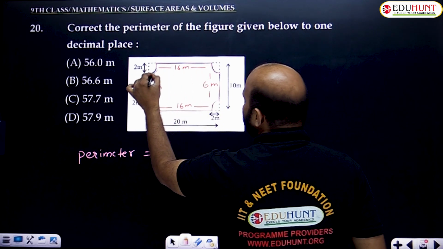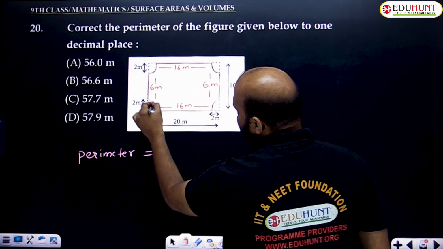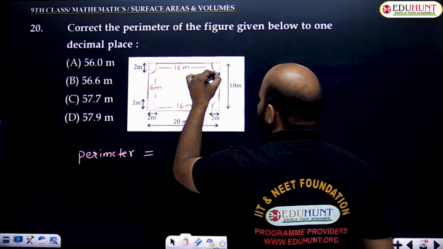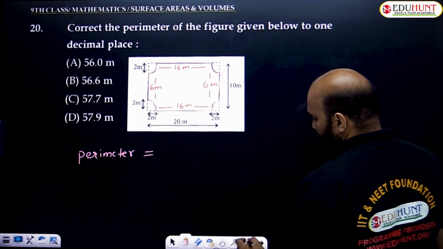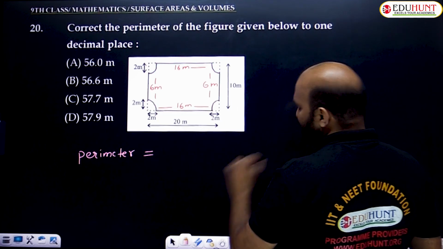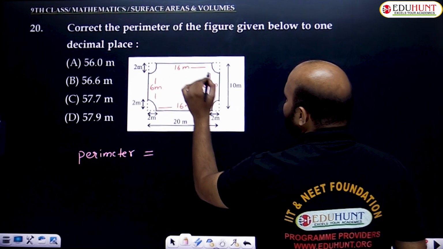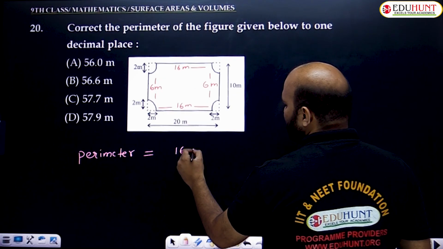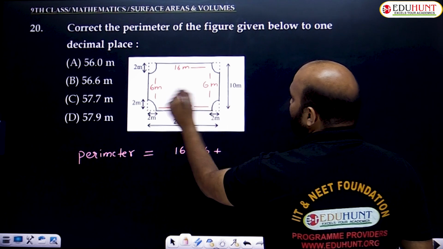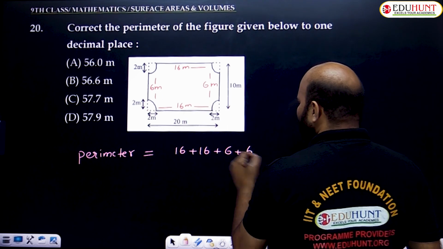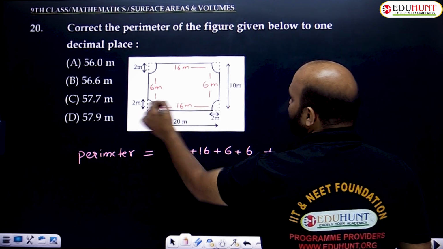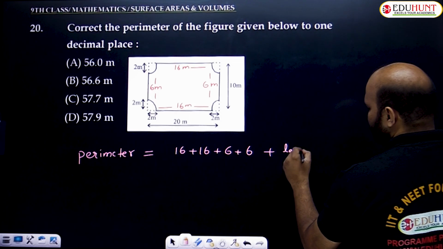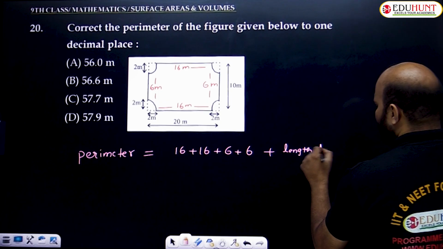Am I clear? So how will we get those arc values? This is an arc, this is also an arc, this is also an arc, this is also an arc. Clearly we need to notice that. So perimeter means, let me take 16 plus 16, plus 6 plus 6. 2 16s plus 2 6s, also including in the perimeter, plus the length of the 4 sectors.